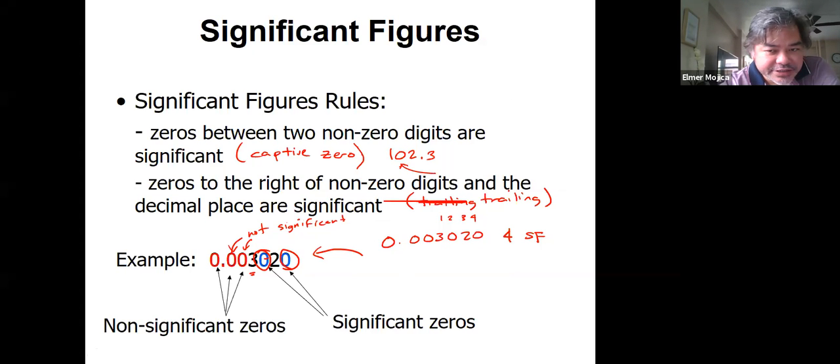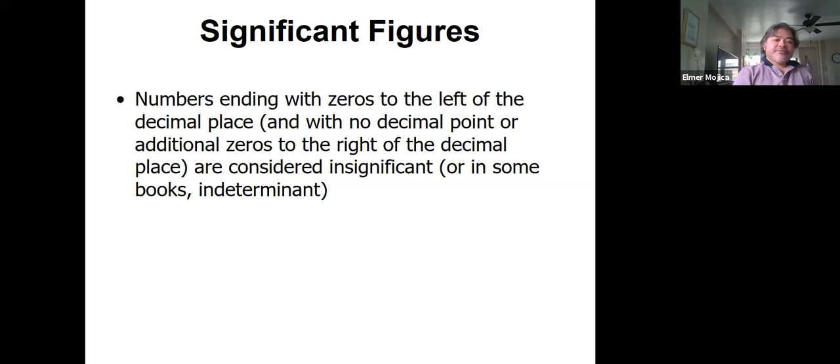So how about the other trailing zeros? Numbers ending with zeros to the left of the decimal place, with no decimal point or additional zeros to the right of the decimal place. Can we consider them significant? The answer is that it is insignificant, or in some books, indeterminate. So not all trailing zeros are significant. Some trailing zeros are not.